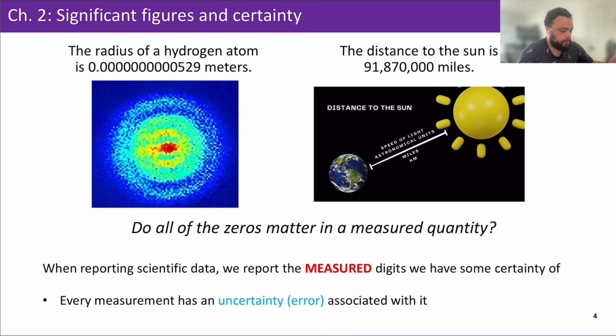So the next thing we're going to look at is chapter two. We're going to start with significant figures. So significant figures, and certainty. We're going to start talking about certainty.